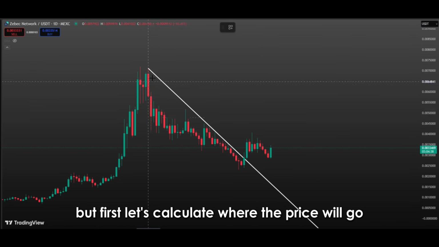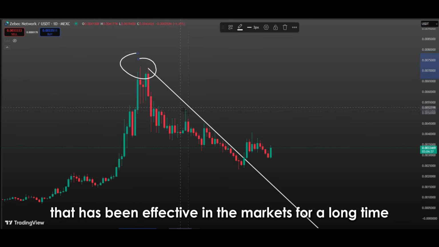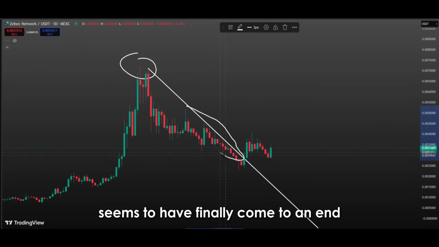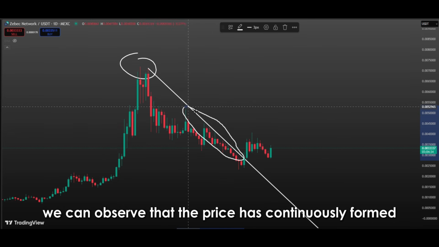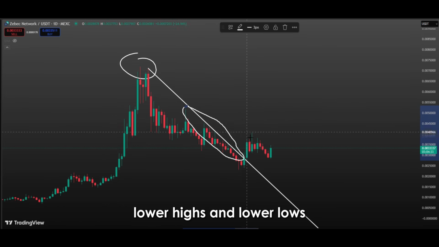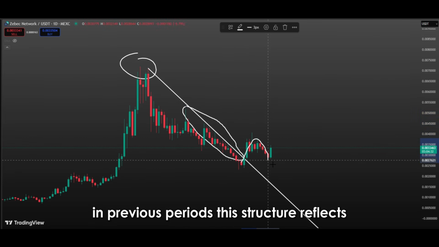But first, let's calculate where the price will go. The downtrend structure that has been effective in the markets for a long time seems to have finally come to an end. If we look carefully on the chart, we can observe that the price has continuously formed lower highs and lower lows, respecting a certain resistance line in previous periods.